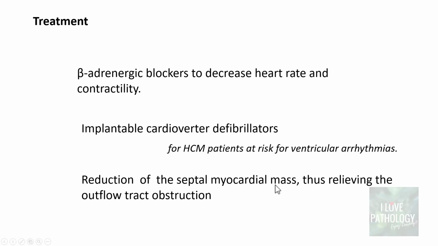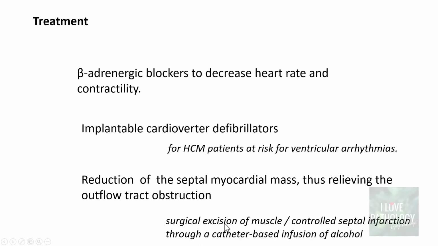Now, how do you reduce the myocardial mass? It can either be surgical excision of the cardiac muscle itself, or can be by controlled septal infarction, which is usually through a catheter based infusion of alcohol. Okay, resulting in reduction of the septal myocardial mass. So that is how you treat patients of hypertrophic cardiomyopathy. So that's all about hypertrophic cardiomyopathy. In my next session, let's learn about restrictive cardiomyopathy, and then we complete the whole series on cardiomyopathies.